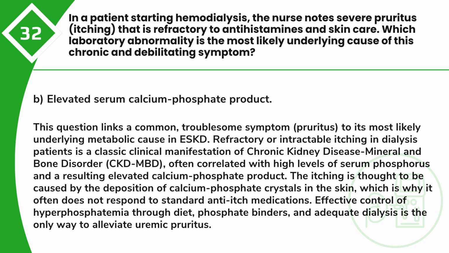The itching is thought to be caused by the deposition of calcium phosphate crystals in the skin, which is why it often does not respond to standard anti-itch medications. Effective control of hyperphosphatemia through diet, phosphate binders, and adequate dialysis is the only way to alleviate uremic pruritus.